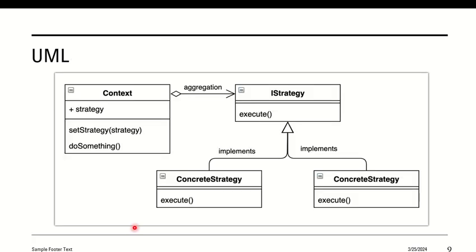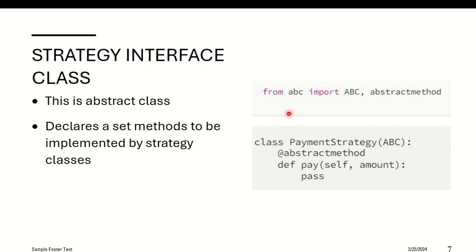Now we have the UML diagram. This here is the interface. This is your abstract class, which inherits from ABC. This interface must be implemented by all your strategy classes. Notice they do have the execute method, execute. This method is empty, it has just pass. As shown here, it just does a pass.